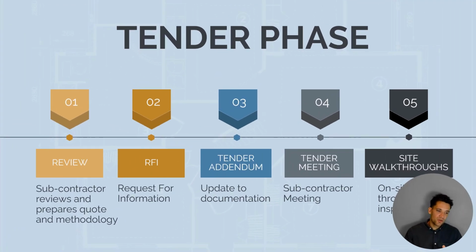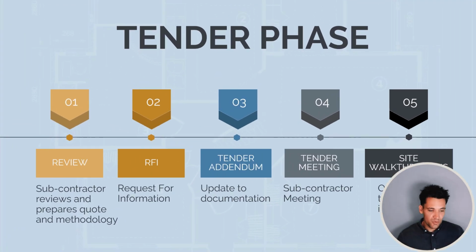So once we issue a tender, a subcontractor will first review it and begin preparing a quote and methodology. If they've got any questions, they'll send us an RFI, or a request for information, from which we may need to update the tender documentation. This is referred to as a tender addendum. Then during this process, we should have tender meetings. So some sort of meeting with the subcontractor to review the documentation and also undertake a site walkthrough, so an inspection of the site to identify any latent conditions or issues they might have.